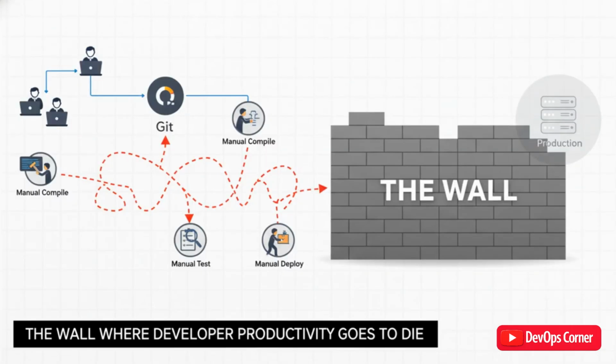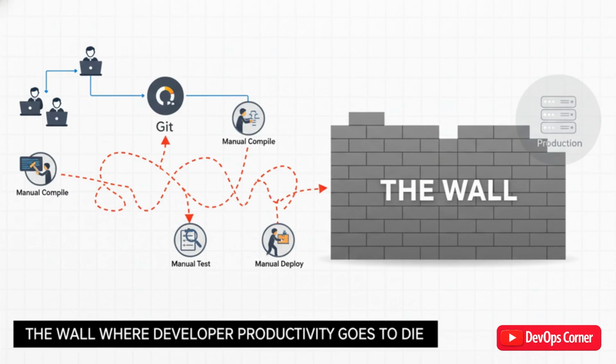So, our team is in a good rhythm now, right? They're using Git to manage their code. But a new, much more sneaky bottleneck starts to appear. Every time a developer wants to get a change out to users, some poor soul has to perform this manual ritual. They have to pull the latest code, compile it, run a bunch of tests by hand, and then carefully, so carefully, copy the files over to a server.